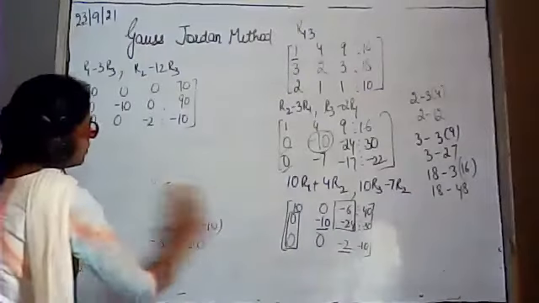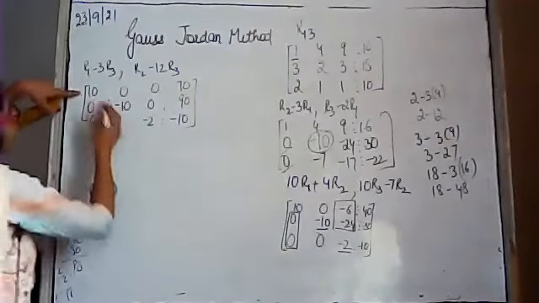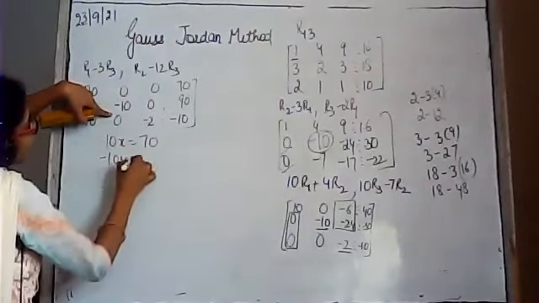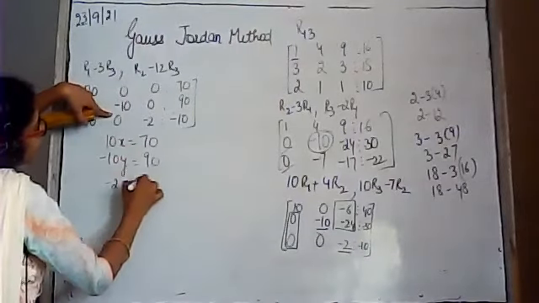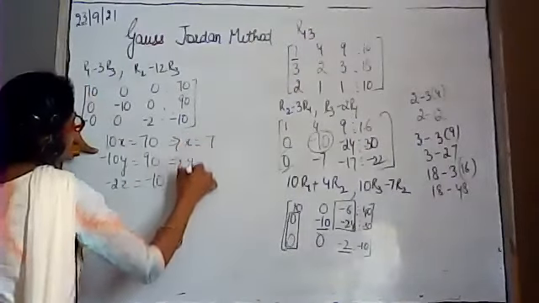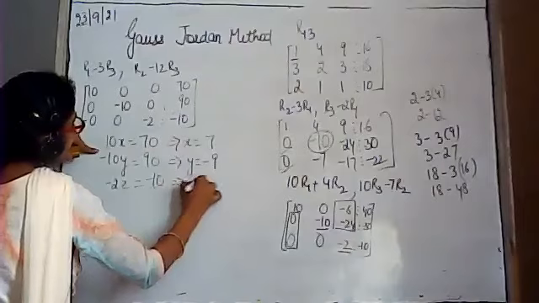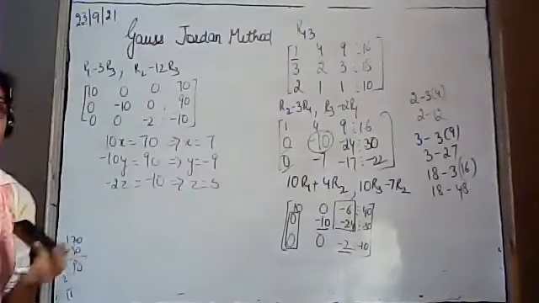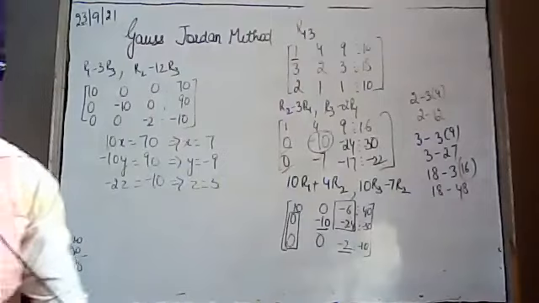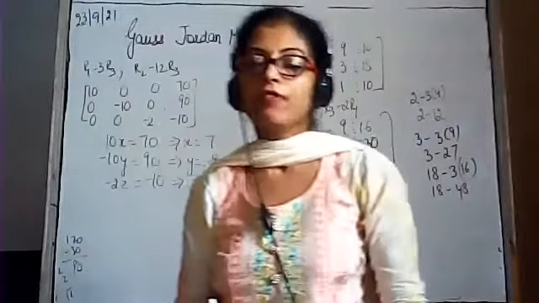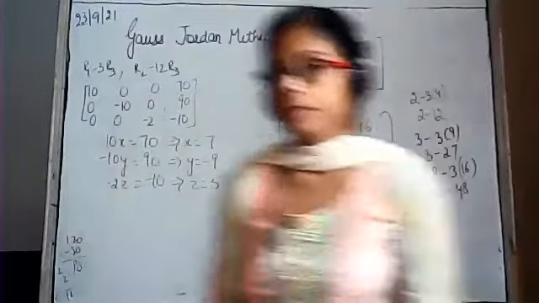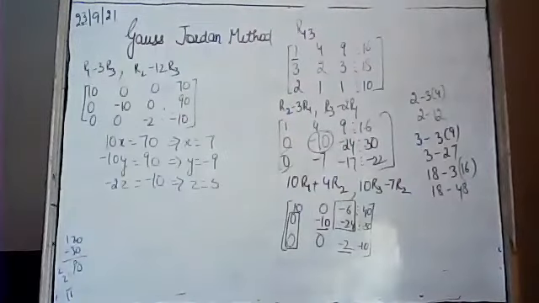ठीक है? So beta, write in equation form, it will be 10x is equals to 70, minus 10y is equals to 90 and minus 2z is equals to minus 10. Means x is equals to 7, y is equals to minus 9 and z is equals to 5. So we get the values of x, y and z and substitute the values in any of the given equations. If left hand side equals right hand side, you will get the required result. में कौन सा टॉपिक था? Gauss-Jordan method.